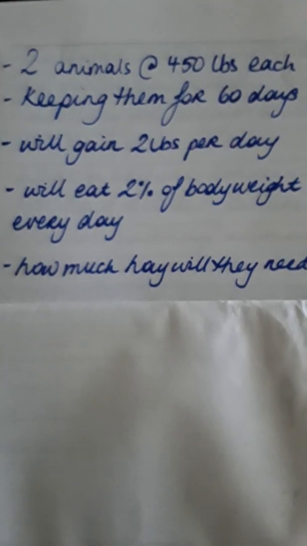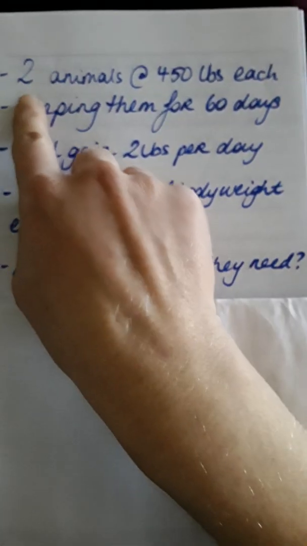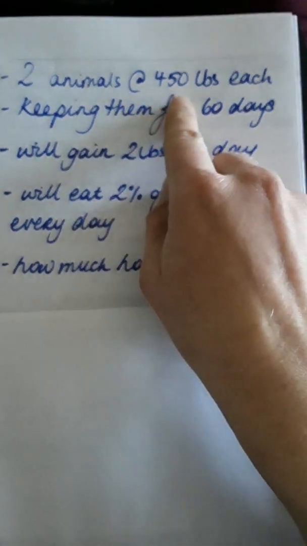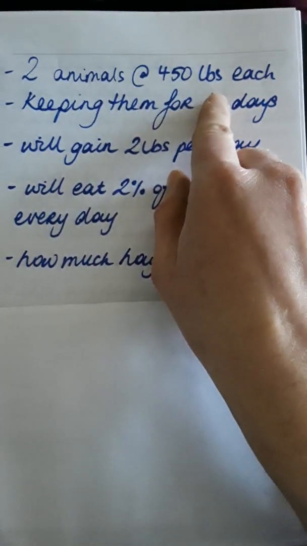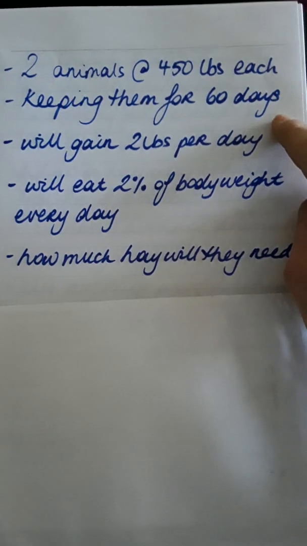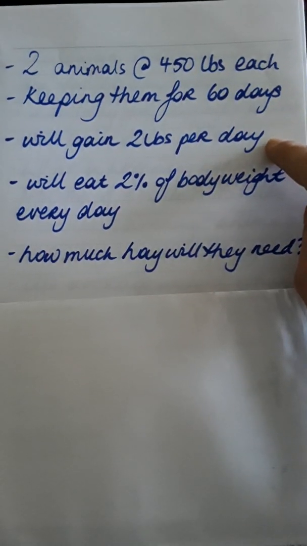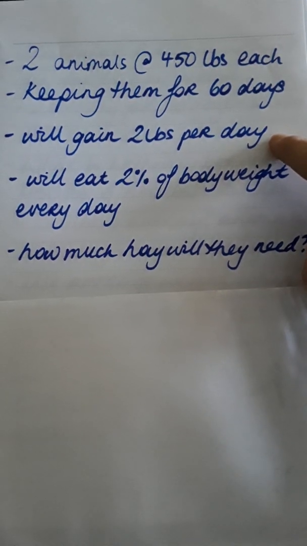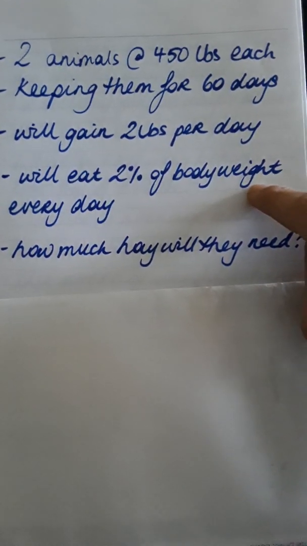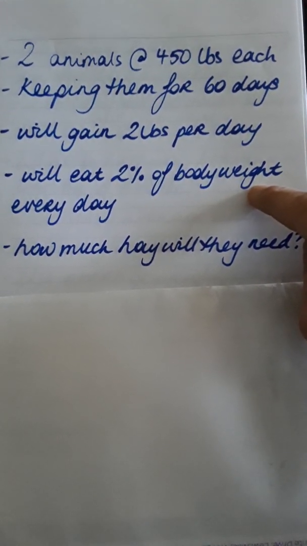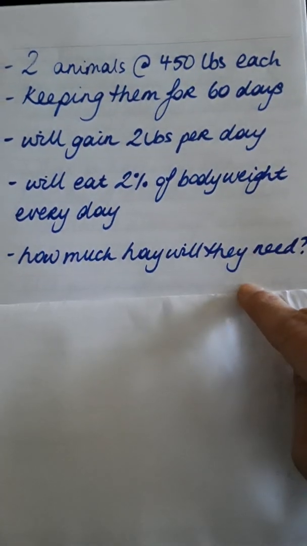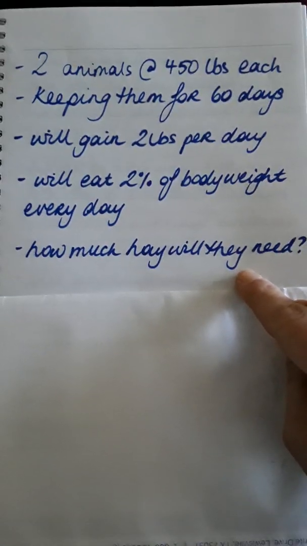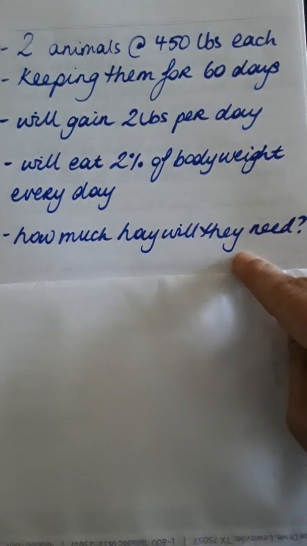Okay, so say you've got 2 animals and they weigh 450 pounds each. You're going to keep them for 60 days. On average, calves gain about 2 pounds a day. So that's what we're going to start with. And just like horses, they eat about 2% of their body weight every day. So the question is, how much hay are they going to need over this 60-day period?